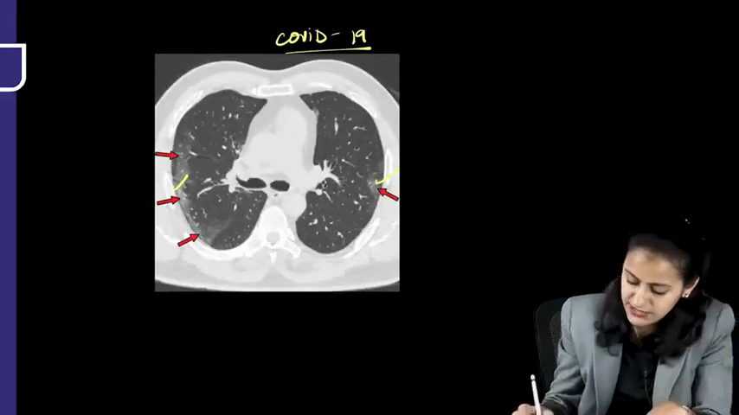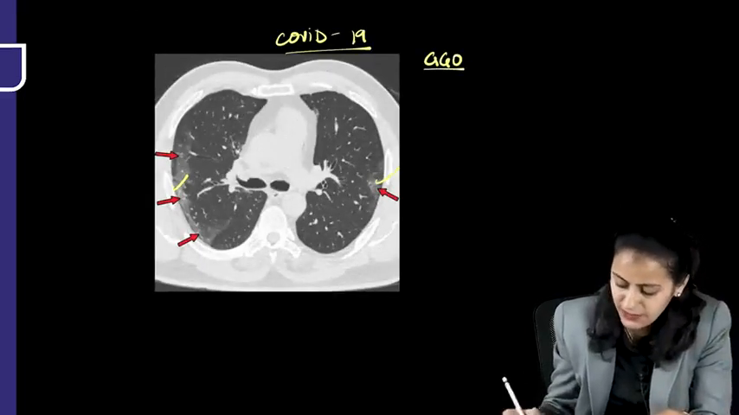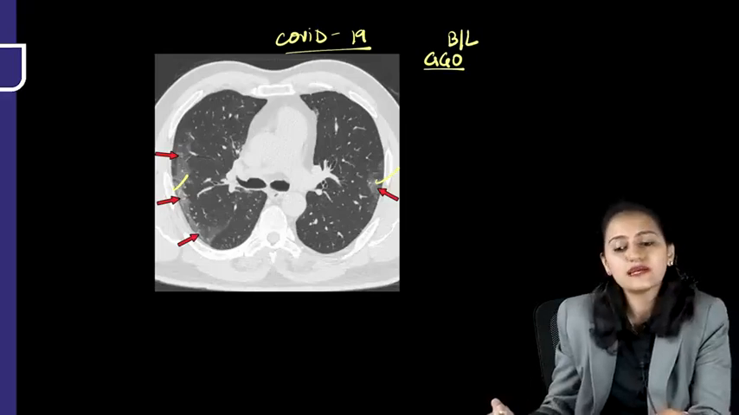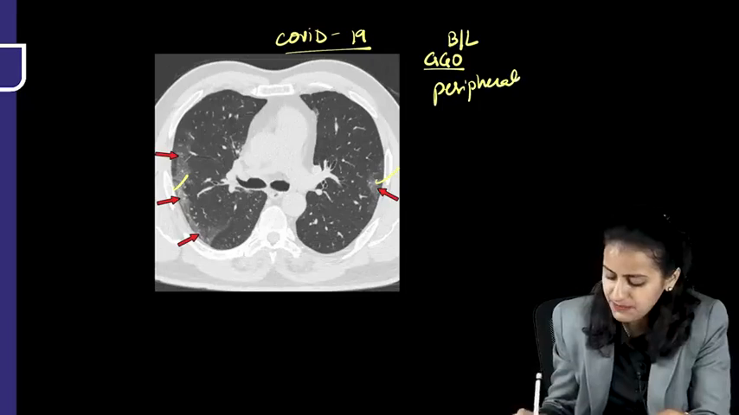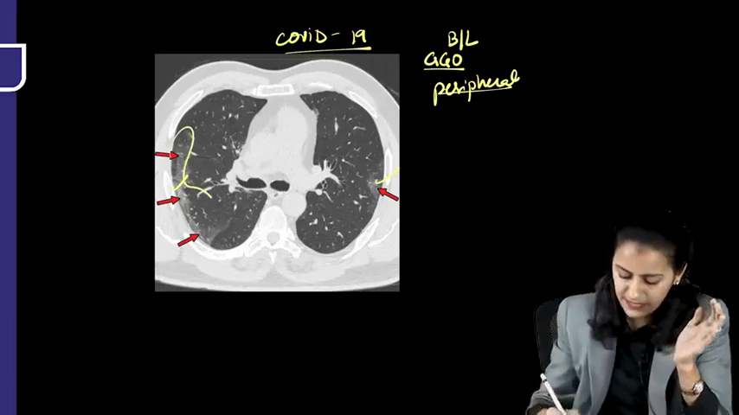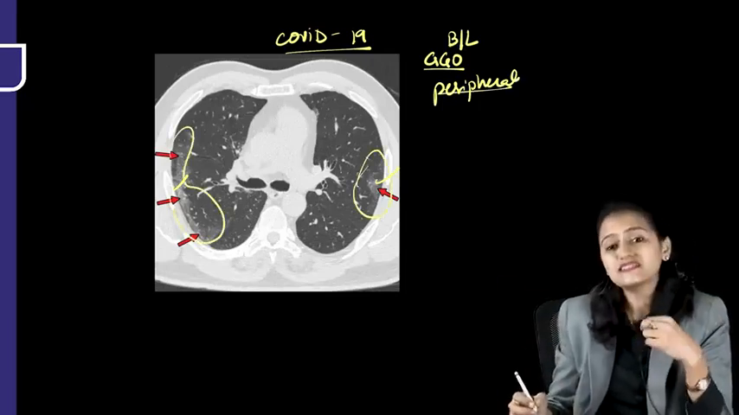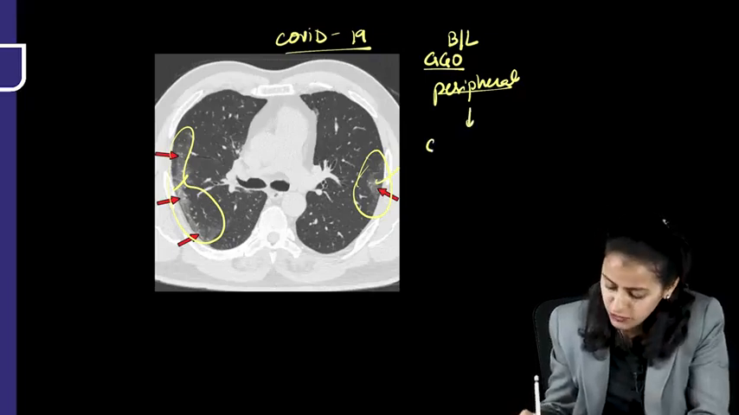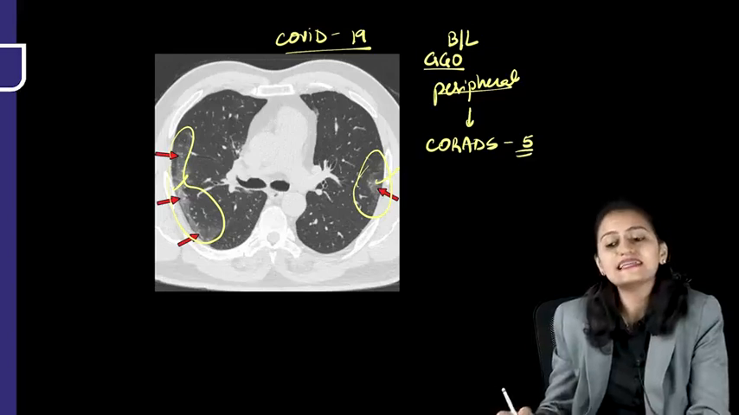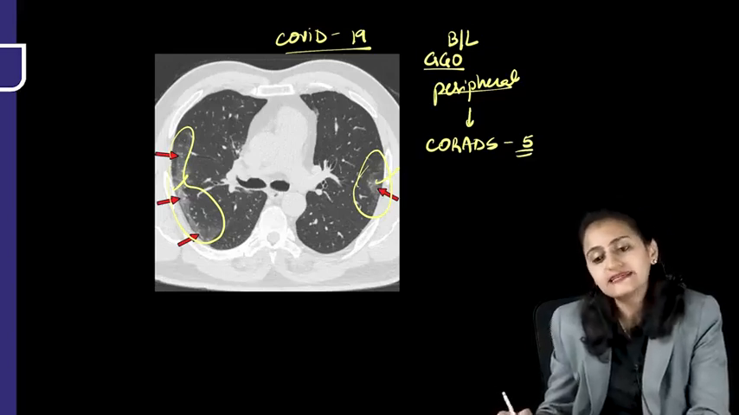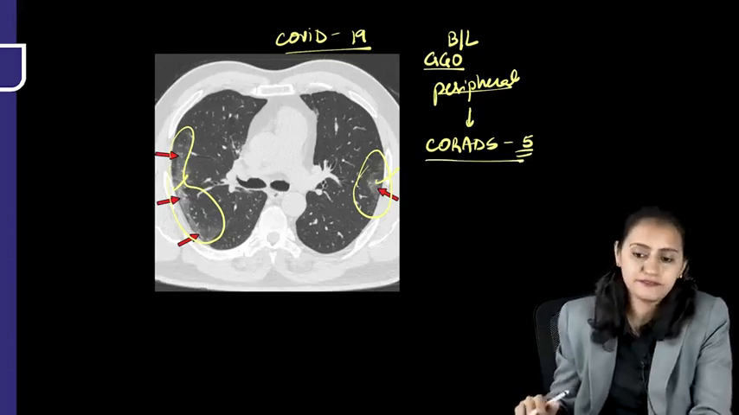So this is suggestive of ground glass opacity, bilateral ground glass opacity, central or peripheral. It is most common in the peripheral subpleural area like you are seeing here. So this is highly suggestive of COVID-19. So we call it CORADS 5. Highly suggestive of COVID-19, that is CORADS 5.